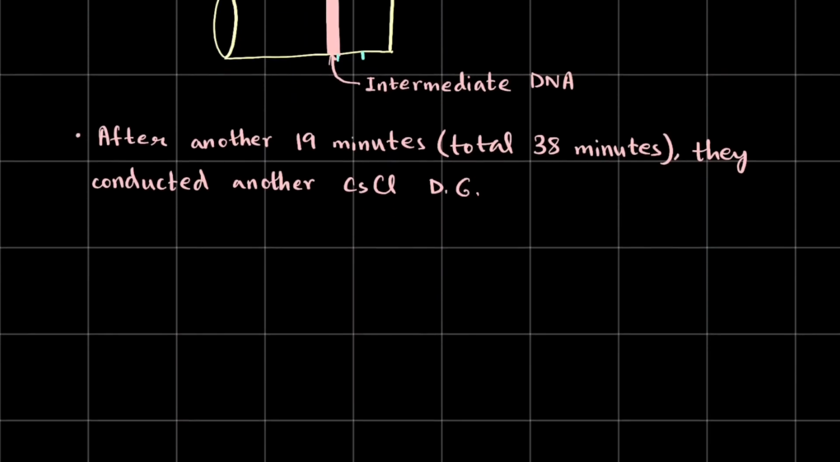And now if I draw the tube, this is the tube. What was the result? Let's say this is the line of the heavy DNA, this is the line of the intermediate DNA. Now they saw that the line of the intermediate DNA was thinner, right? And there was another line. Oh my god, there was another line of the same thickness as the line of the intermediate DNA.